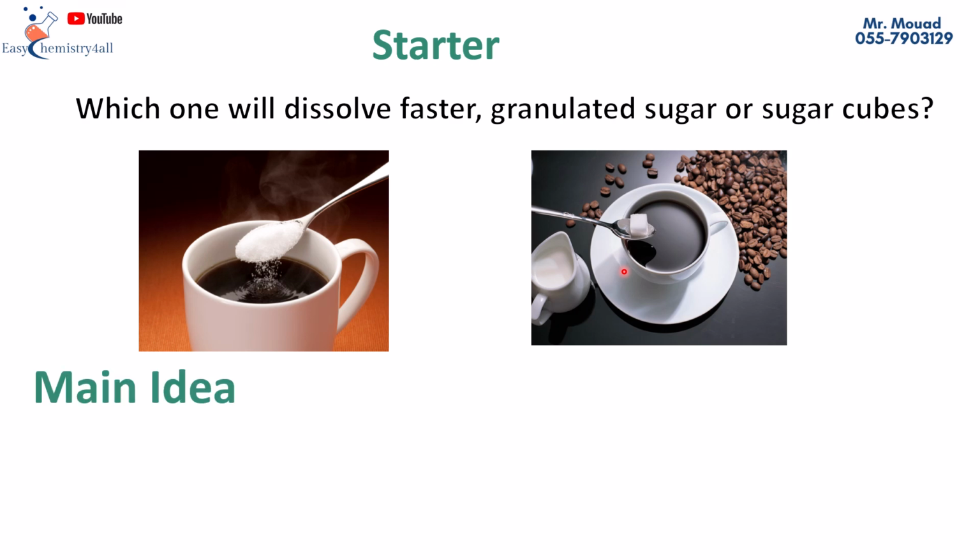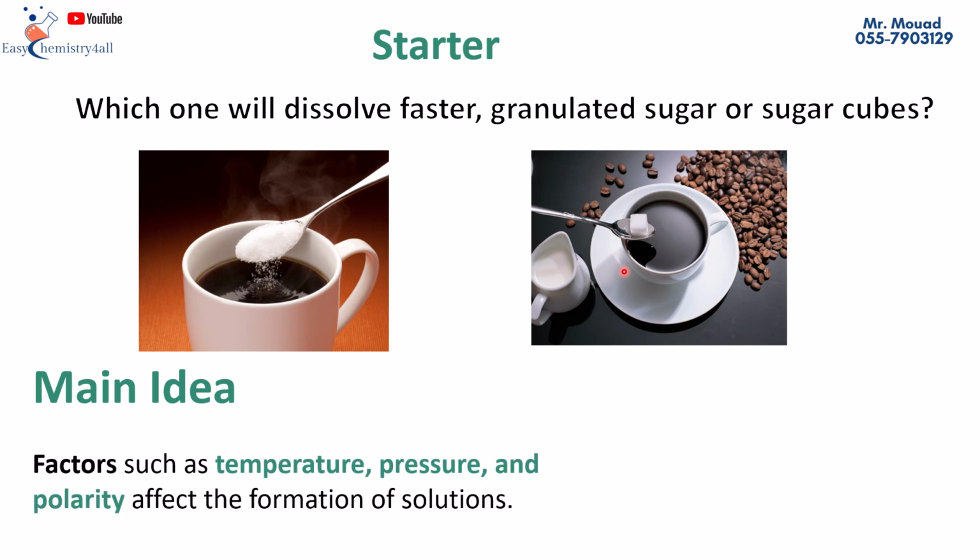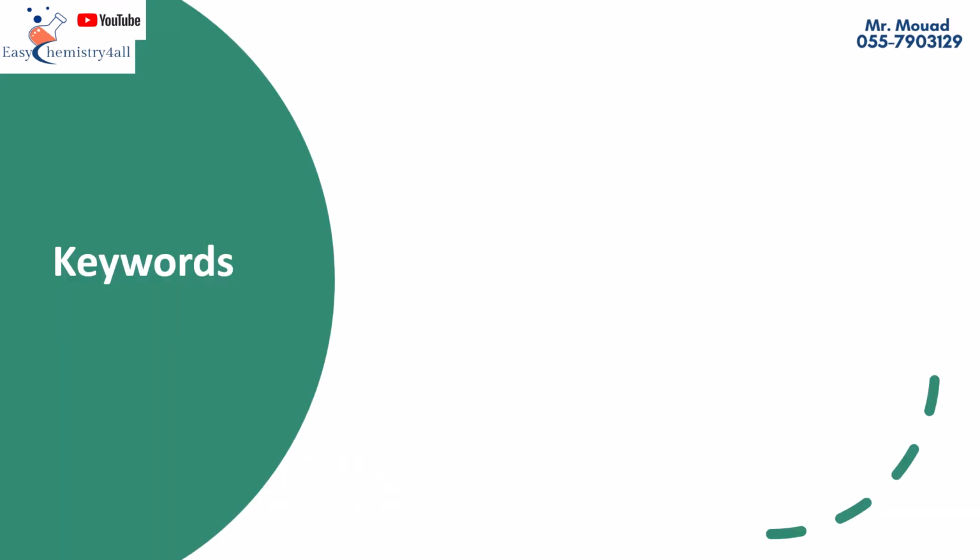So here's our main idea. Factors such as temperature, pressure, and polarity affect the formation of solutions. There are 3 important keywords for this first part and another 2 important keywords in the second part. So let's begin with solvation. Solvation is the process of surrounding solute particles with solvent particles to form a solution.